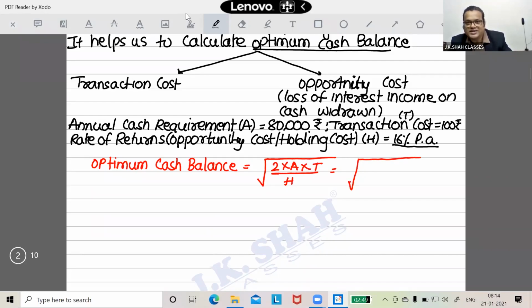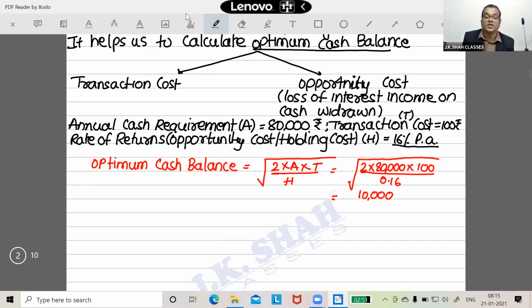So if I say forget all the explanation, calculate with the formula and finish the matter. So 2, annual cash requirement 80,000. Transaction cost, how much we took? 100. And H is how much? 16%, no? 16% when you do on calculator, 16 upon 100, 0.16. Check out the answer, what it comes to. 2 into 80,000 into 100. Whatever comes, I'll divide by 0.16 and I'll take a square root. My answer comes 10,000. Okay.